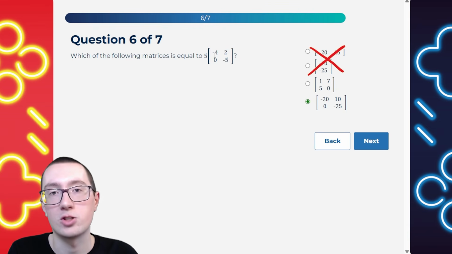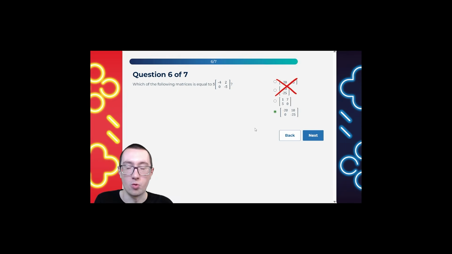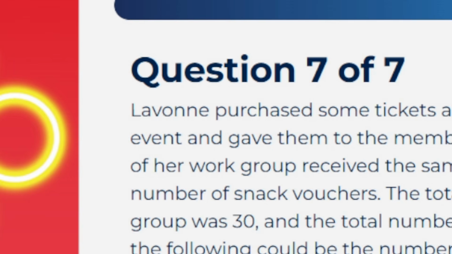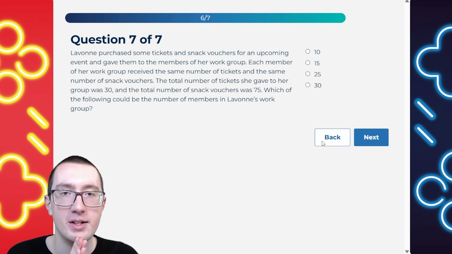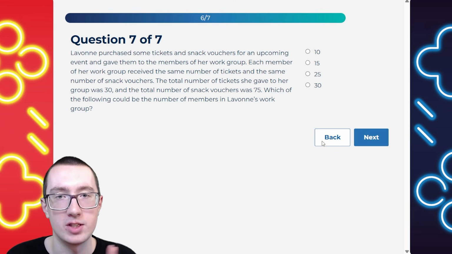And in fact, that is actually how you do matrices. Whenever you're multiplying it by a number, you just multiply all the numbers inside the parentheses or inside the matrix, whatever, same thing. Okay, final question here, and it's a word problem about Lavon. So Lavon purchased some tickets and snack vouchers for an upcoming event and gave them to the members of her work group. Each member of her group received the same number of tickets and the same number of snack vouchers.